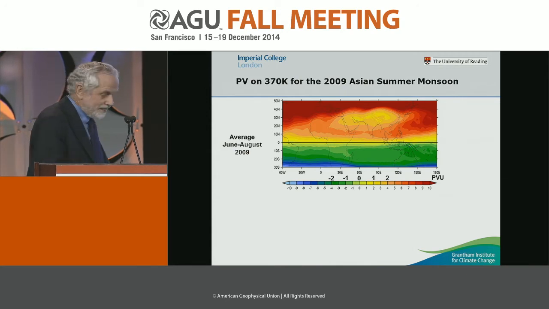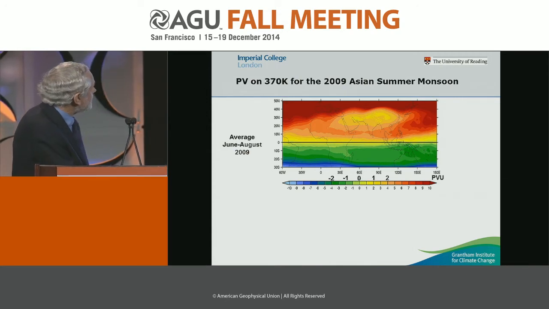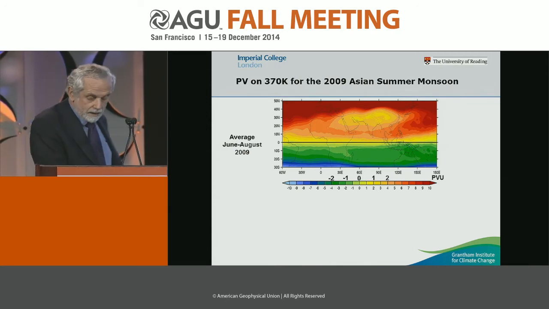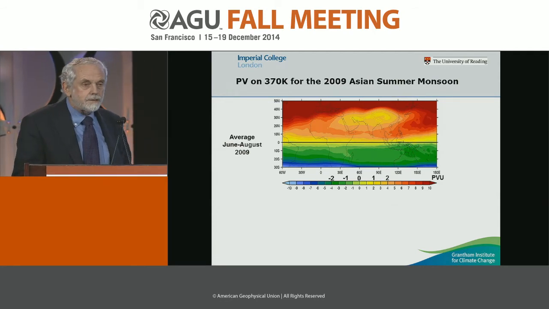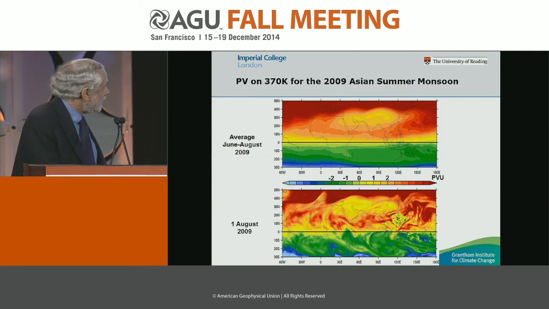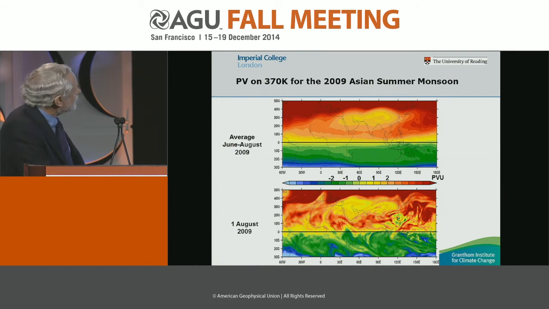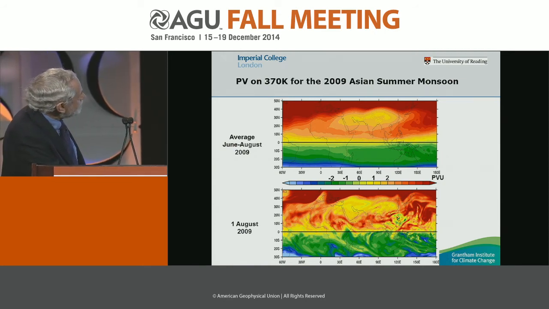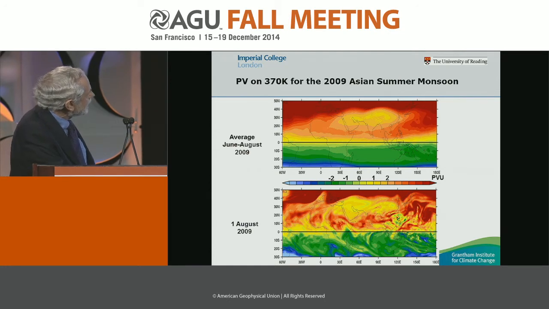So that's what we're looking at here, and then these are southern hemisphere values here. But that's what it looks like in the average for the season. But what about one day? So this is what it looks like on one day. A lot of structure in this high PV being brought down to the south here.